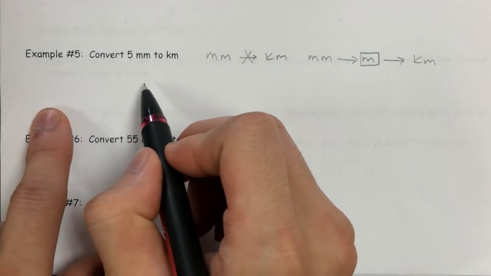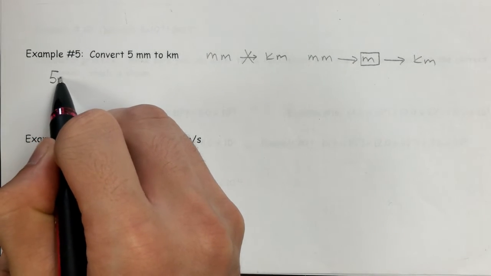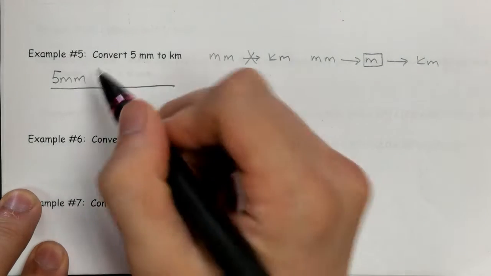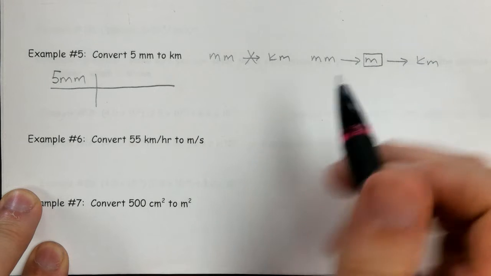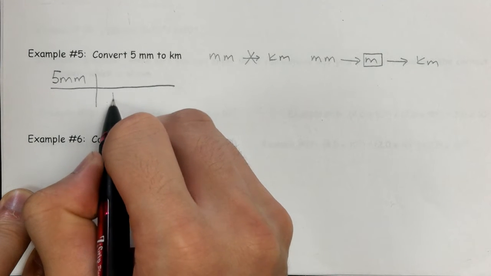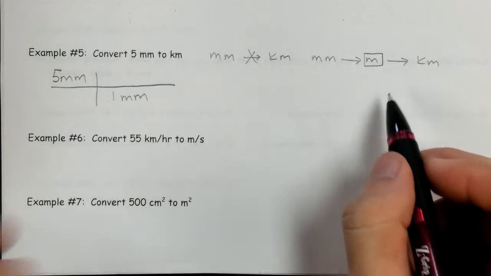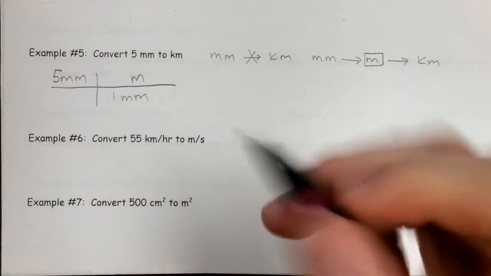Alright, so let's do this. First, we write what they give us. 5 millimeters. Next, we draw the little train track. Okay? We go back to meters first. So, I'm going to put 1 millimeter. Remember, if we see a prefix, we put a 1. Now, we have to find out how many meters go in 1 millimeter.